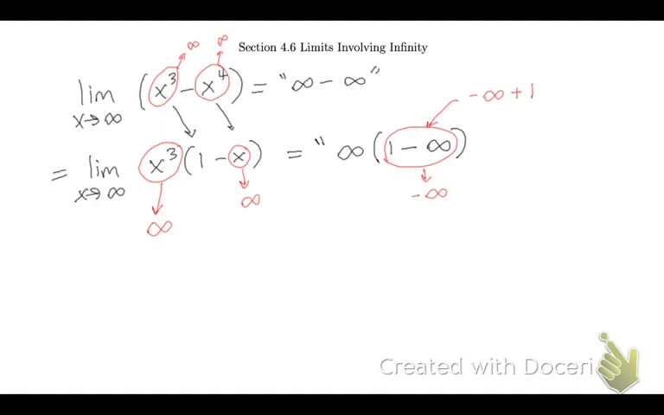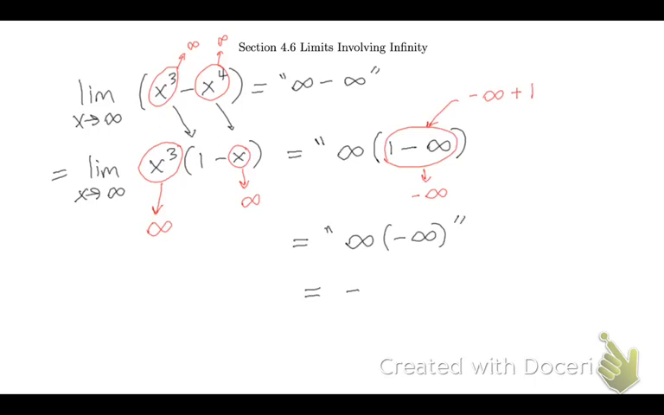Okay, so this is equal to infinity times negative infinity. So you've got two infinitely huge things being multiplied now. One of them is positive and one is negative. Negative things times positive things equal negative things.